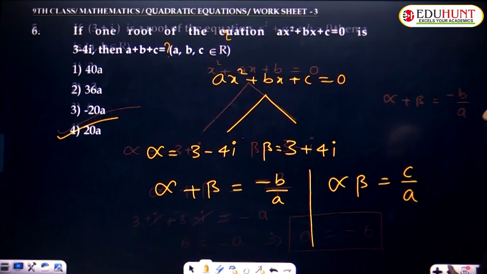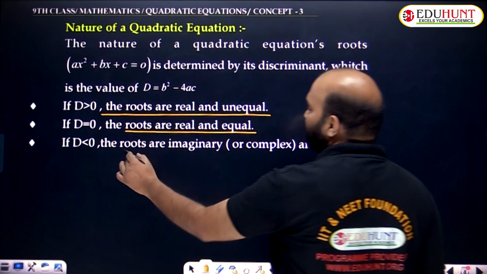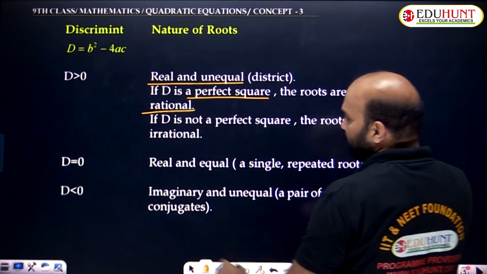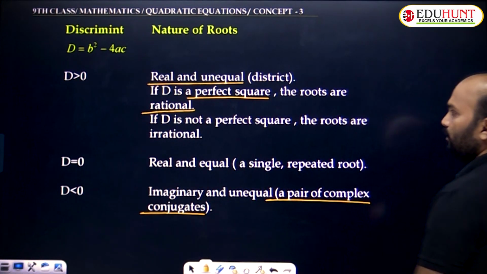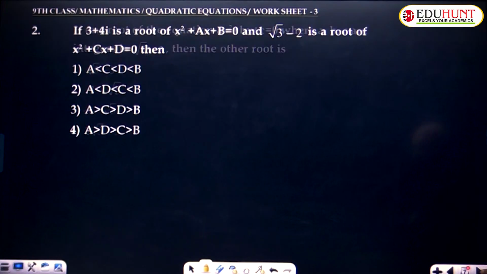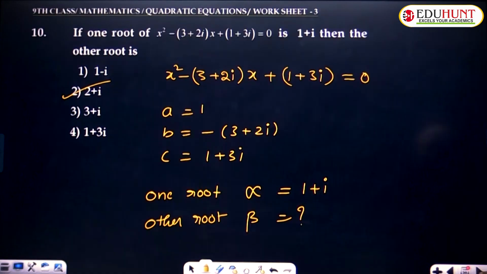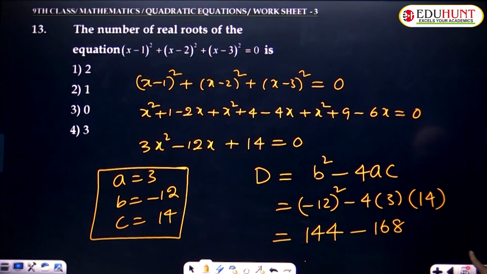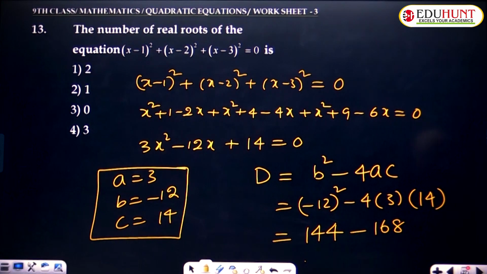So the nature of the quadratic equation we can verify: if D is less than 0, the roots are imaginary or complex and unequal, nothing but a pair of complex conjugates. It is less than 0 only, not less than or equal to. So what I am getting is the discriminant less than 0, so the given equation has no real roots.